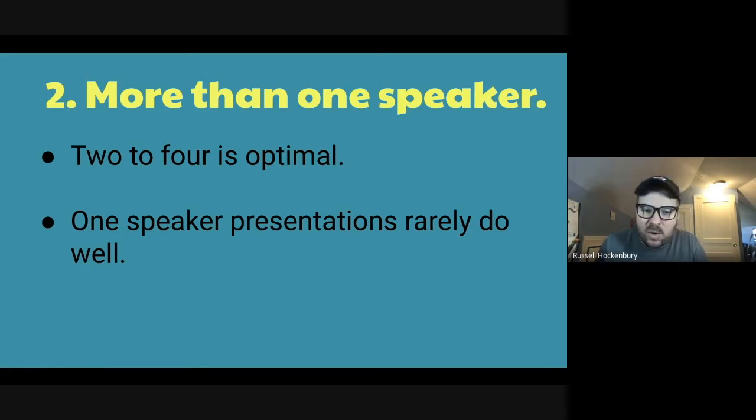But if you've only got 1 speaker, those presentations rarely do well, because what that looks like is you've got 1 kid who's doing all the work, right? And so we generally discourage 1 speaker presentations. But if 1 speaker is all you got, then 1 speaker is all you got. But 2 to 4 is optimal.